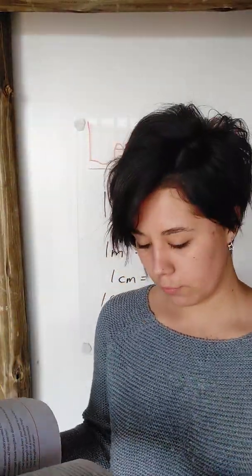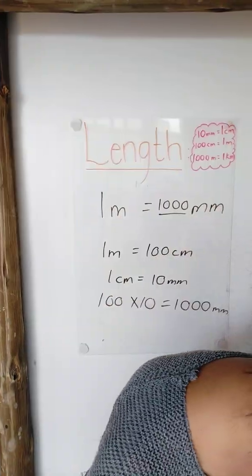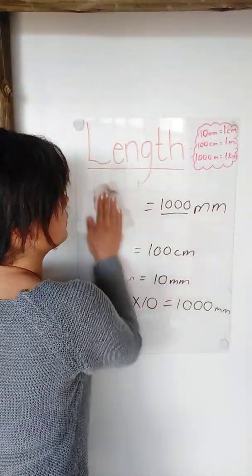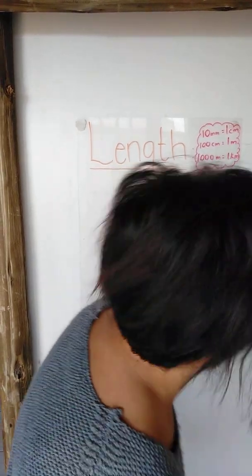Exercise 13.3 on page 70. Now estimate these lengths. You are going to do this activity as follows. You are going to write, like you usually do, exercise 13.3.